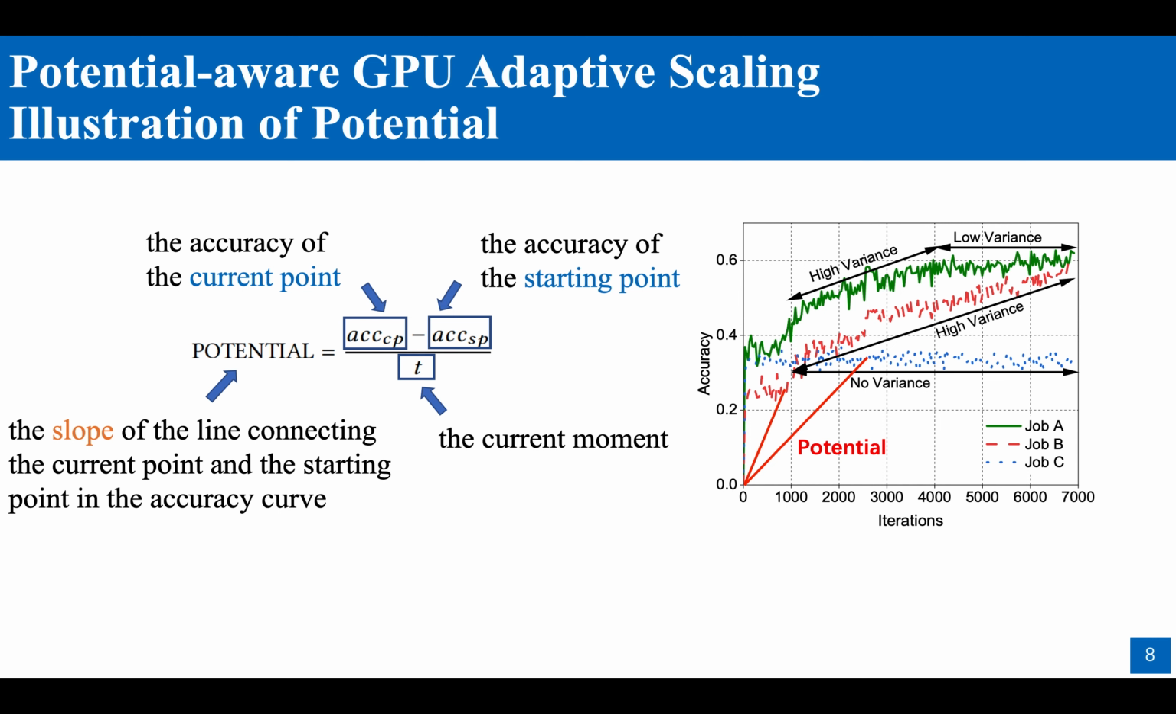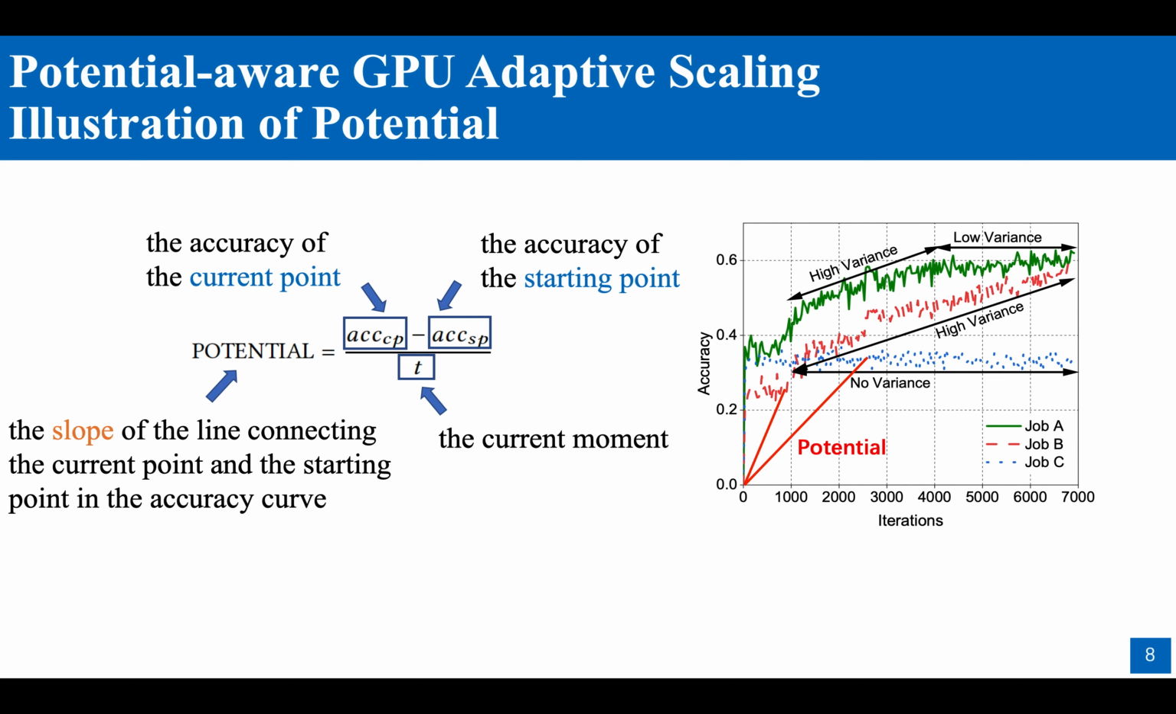First, we illustrate the potential of HPT jobs. The potential of an HPT job at the current moment is the slope of the line connecting the current point and the starting point in the accuracy curve, which contains both accuracy and temporal information that can clearly describe the upward trend of accuracy. DISC can leverage the potential variance of accuracy to adaptively adjust the size of GPU time slices occupied by HPT jobs on the fly.